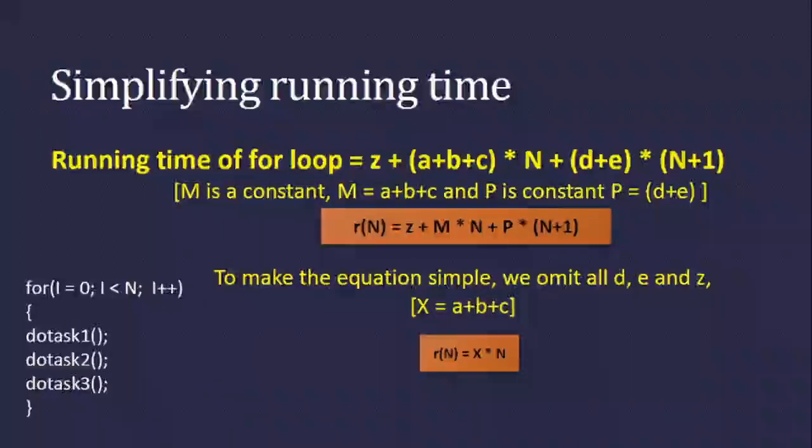Now from the original equation, if you omit z, d and e, we will be left only with a plus b plus c into n. So r of n can be written as x into n, where x is a plus b plus c. Or in other words, the running time of this for loop is proportional to n, the input size. If n is very large, then this for loop is going to get executed for a much longer time; if n is very small, then this for loop is going to get executed immediately.